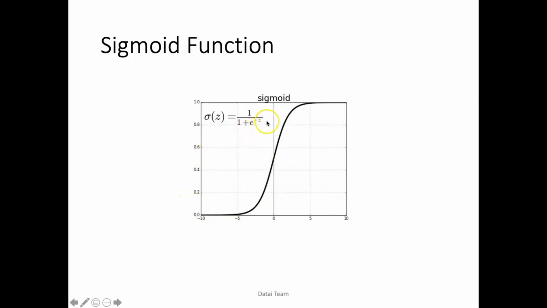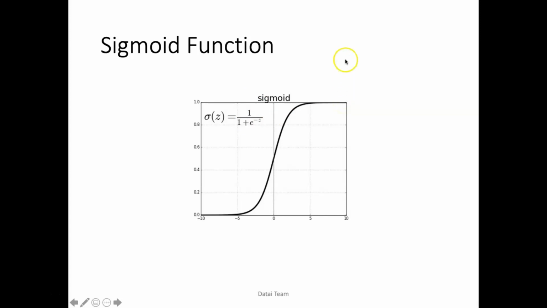For example, if you put negative 50 here, we would get 1 over 1 plus e to the 50. So this part would be so great that this whole equation would be practically 0. And if you put, for example, positive 50 here, we get 1 over 1 plus e to the negative 50, which is practically 0. Then we get 1 over 1, that's equal to 1.